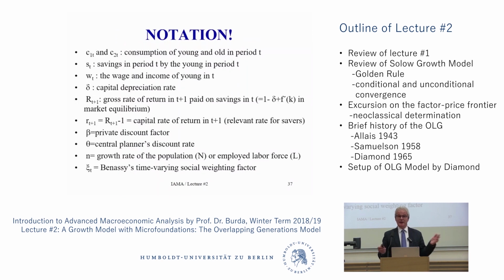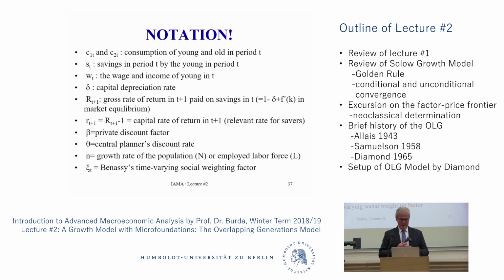So here's the notation. Nothing's changed, except now I have to worry about whether you're old or young in period T. Okay, so you have to stretch your mind a little bit. We have two subscripts. The first one is whether you're old or young. C1 would be the consumption of the young, and C2 is the consumption of the old. The point is you can't all consume. If the young people consume a lot, the old people don't have much. And if the young people consume a little, the old people consume a lot.